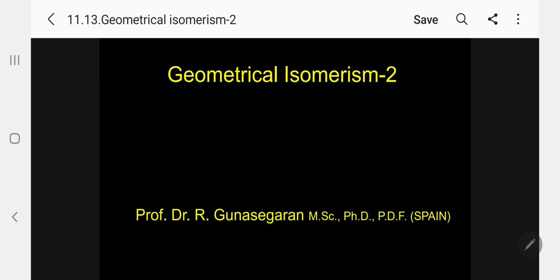Last class, I was discussing under isomerism, specifically stereoisomerism, geometrical isomerism, part 1, that is symmetrical 1,2 dimethyl cyclohexane. I have taken an example and I have explained the geometrical isomerism.